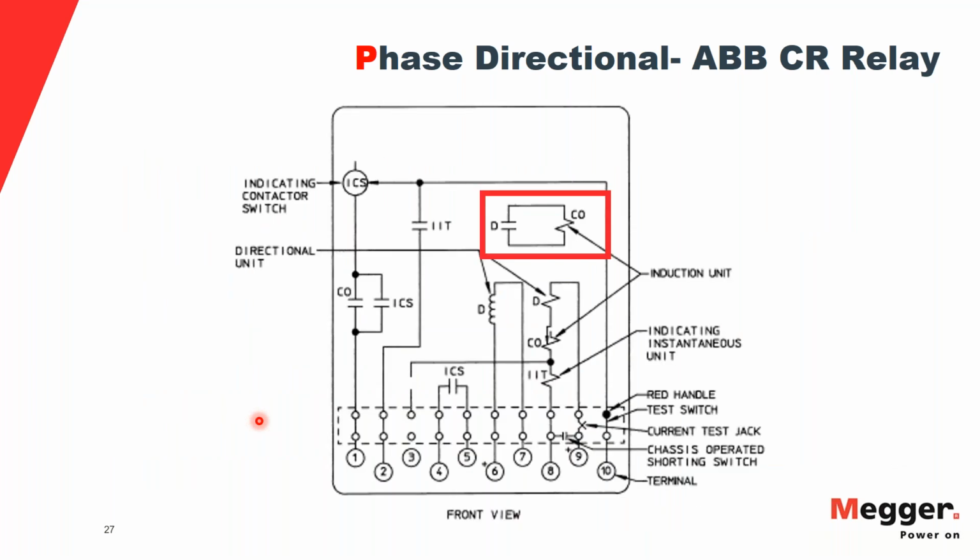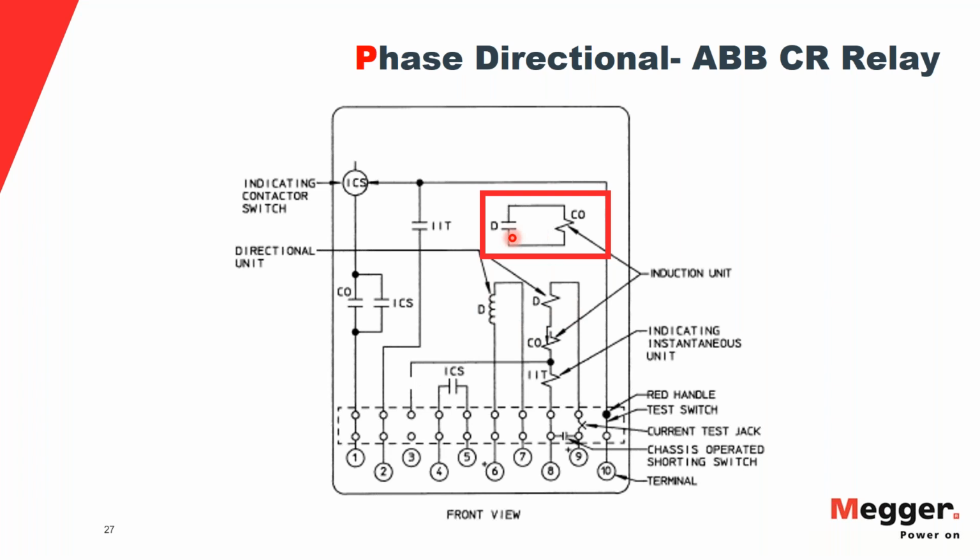Here is a schematic of this ABB-CR relay. You can see that the current is going to be coming in on studs 8 and 9. You have an instantaneous coil, a time over current coil, and a directional coil all in series. This directional coil is the operating coil. And then on 6 and 7, voltages would be coming in, and this is your polarizing coil.